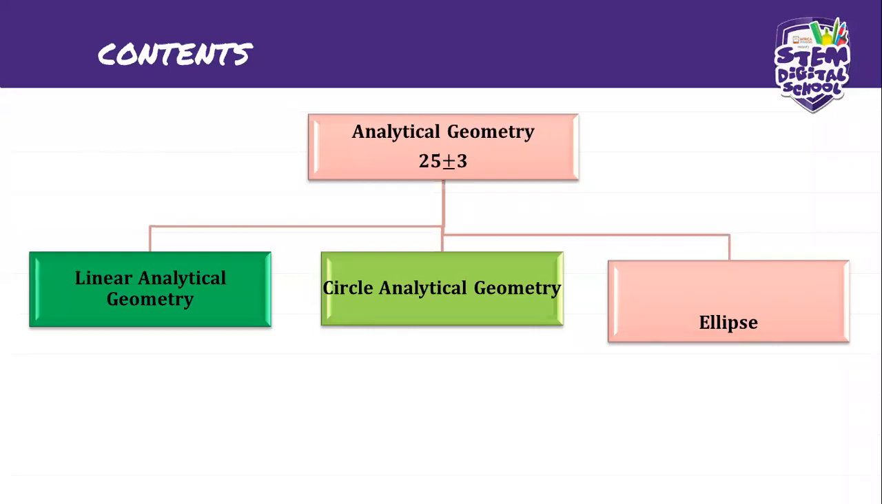As you can see on the screen, we are having analytical geometry. Under analytical geometry, we have linear analytical geometry, then we have circle analytical geometry, and the last one we have is ellipse. As you can see, this topic forms part of paper 2, and it contributes 25 plus or minus 3 marks in that paper. So it's very important that you understand everything under this so that you can get good marks on it.